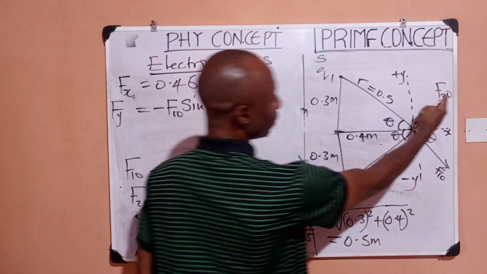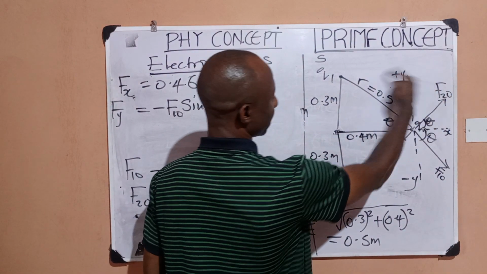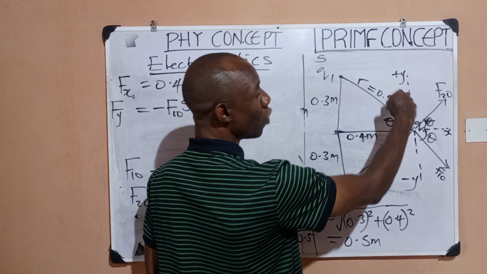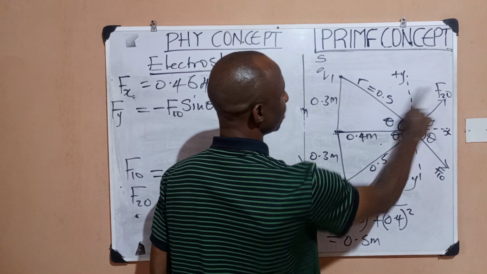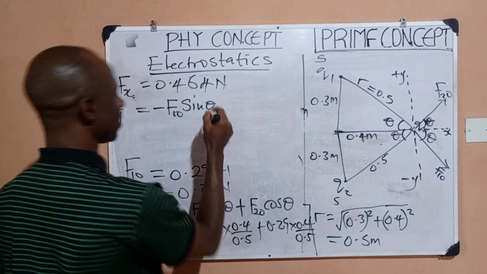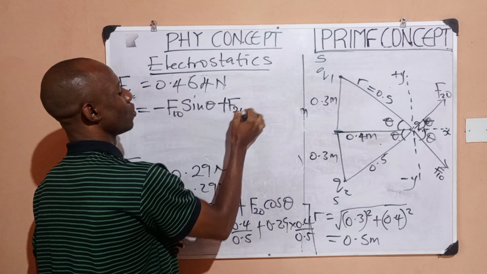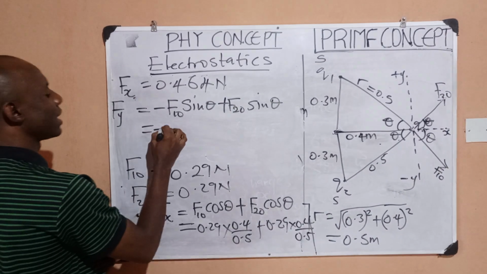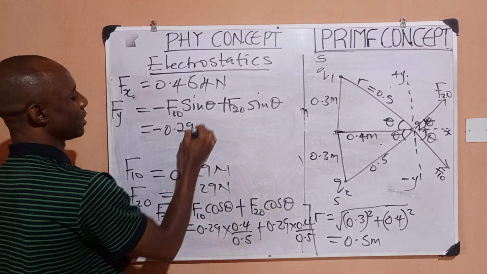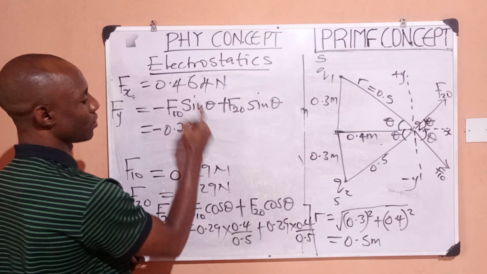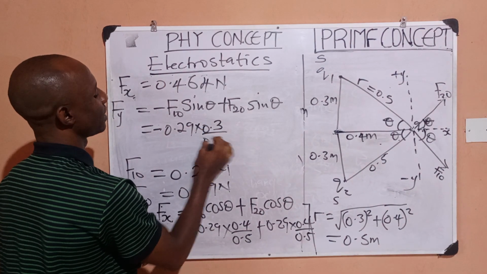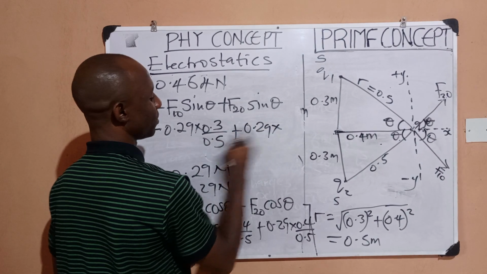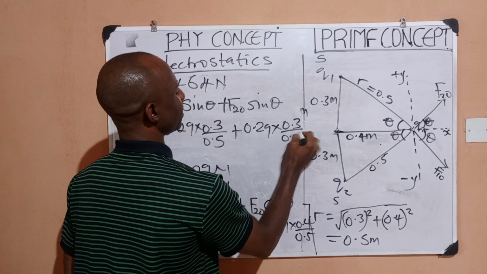Then the next thing is to resolve F20 to the vertical again. When I drag F20 to this point, what is happening to this angle? It's opening. So I would use sine, and it will be pointing to the positive. So plus F20 sine theta. Now to substitute, I have negative 0.29 times sine theta. Sine theta, we found it to be 0.3 by 0.5, plus 0.29 times 0.3 by 0.5.